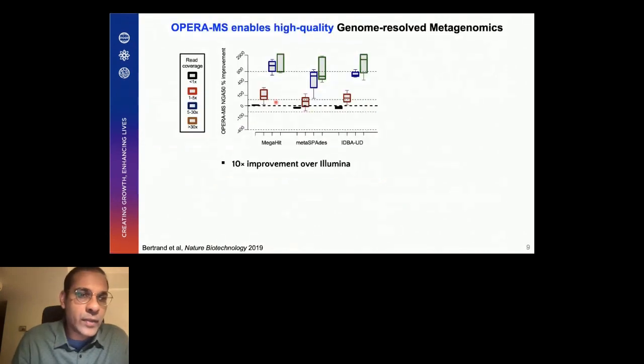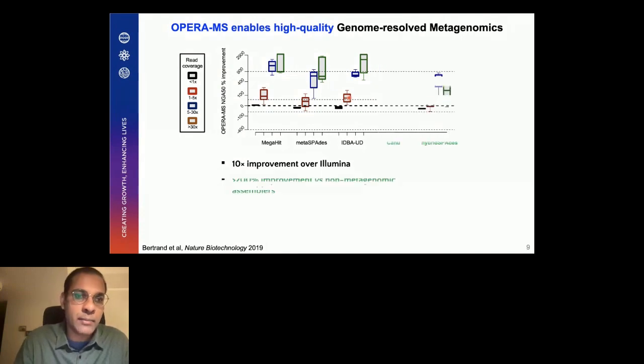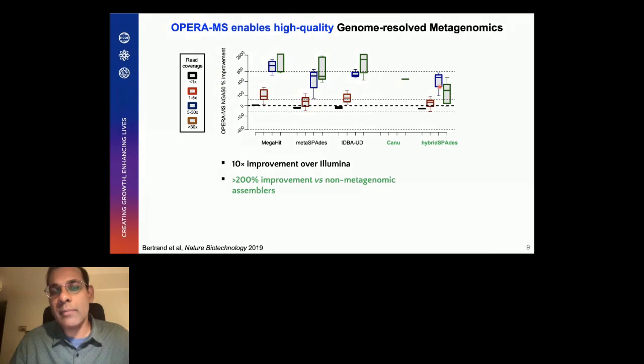And Opera-MS, with its attempt to do optimal assembly and leveraging long reads, was clearly an improvement over short read only assemblers, so Illumina assemblers. And here I'm showing a few different assembly algorithms on the x-axis, and on the y-axis is the percentage improvement shown by Opera-MS. And not surprisingly, it was almost an order of magnitude improvement. You have much longer reads, and so you expect better assembly. But compared to long read assemblers, which were available then and not specifically designed for metagenomics, we found that we still got a substantial boost, nearly 200% improvement in assembly contiguity. And this really was a function of how much coverage you had for a particular genome that was being analyzed.